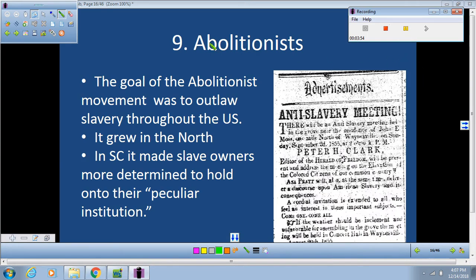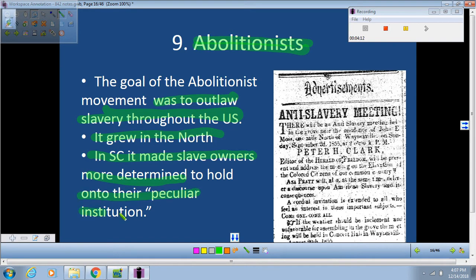We've also learned about the abolitionists. Abolitionists were people that wanted to outlaw slavery throughout the U.S. It grew in the North, and it made South Carolina slave owners more determined to hold on to their peculiar institution. So the abolitionist movement would also increase sectionalism.